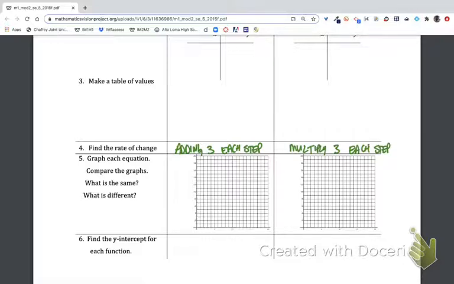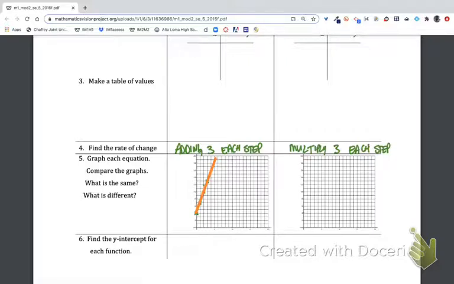To graph the equation, we would start off with our y-intercept, and we would go up 3 and over 1. So we're going to add 3 each next step. And because it's that equation, we would be able to clear that up.